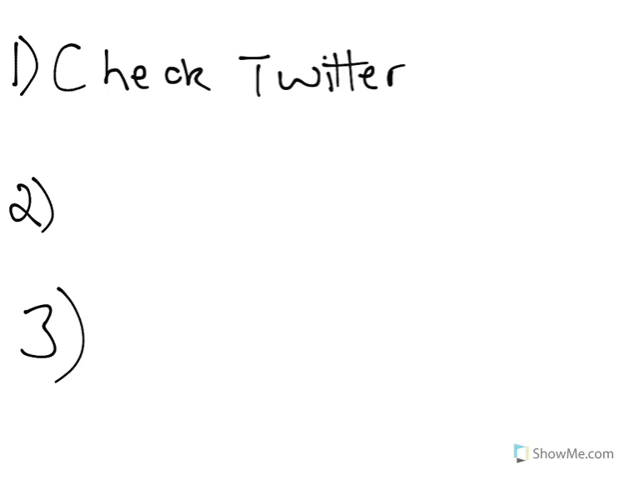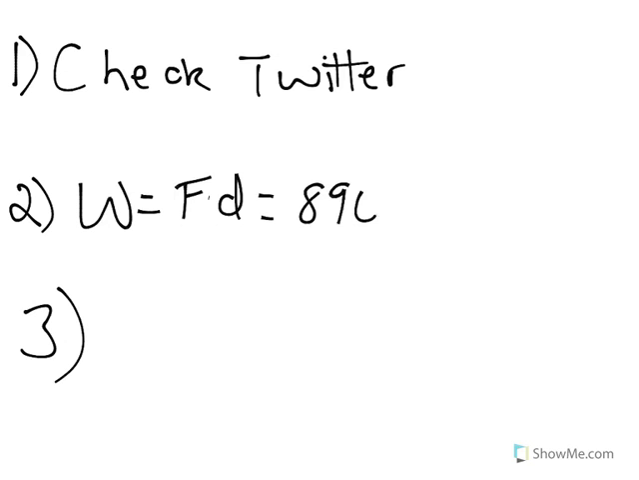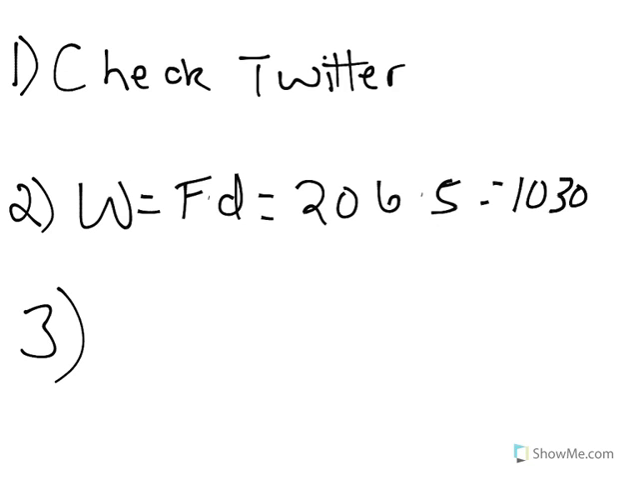Number two, a person is pushing a large box along the level floor, applying a horizontal force of 206 newtons. If the person pushes the box a distance of 5 meters in 1.5 seconds, how much work did they do? So work is equal to force times distance. So you're just going to do 206 times 5, and you get 1030 joules. The 1.5 seconds is extra information that you don't need.